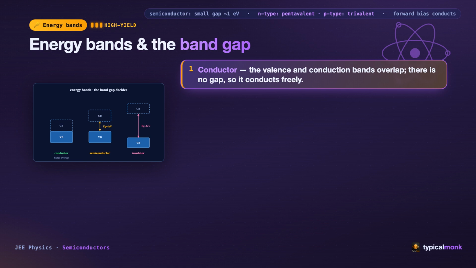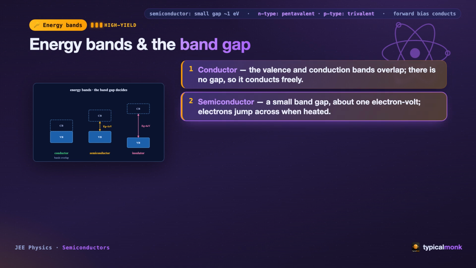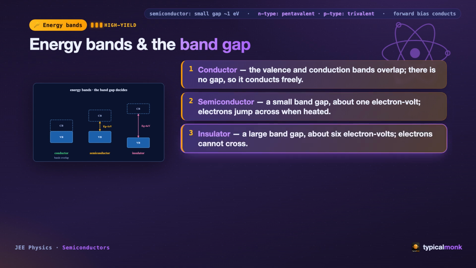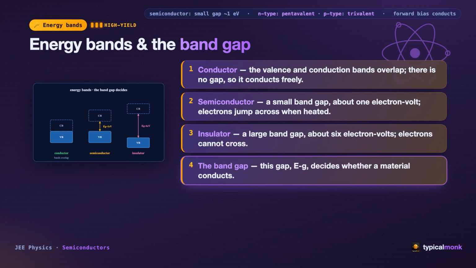Now, look at the picture, the energy bands. The conductor: its valence and conduction bands overlap, there is no gap, so it conducts freely. The semiconductor: a small band gap, about 1 electron volt, electrons jump across when the crystal is heated. The insulator: a large band gap, about 6 electron volts, the electrons simply cannot cross. The band gap, which we call EG, decides whether a material conducts.